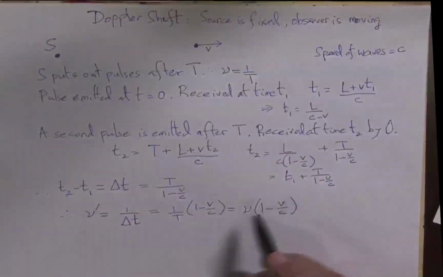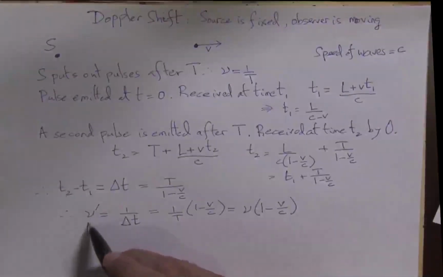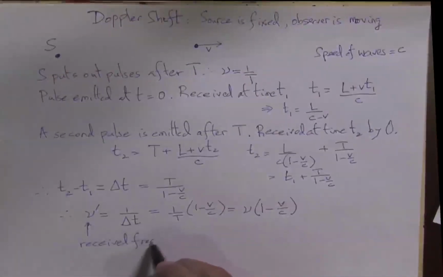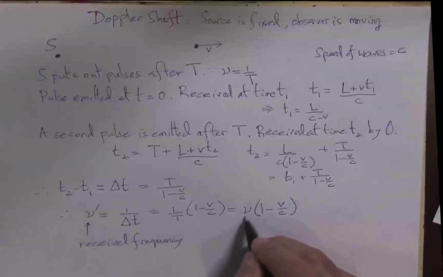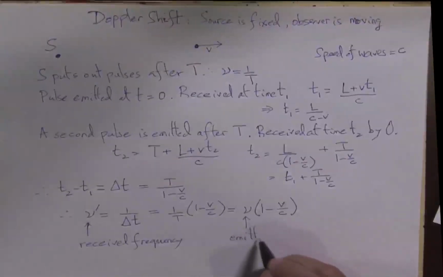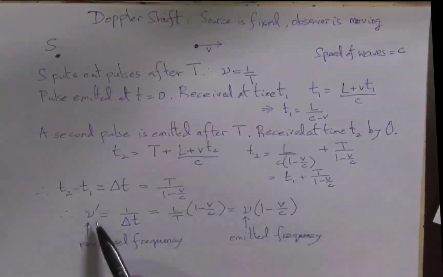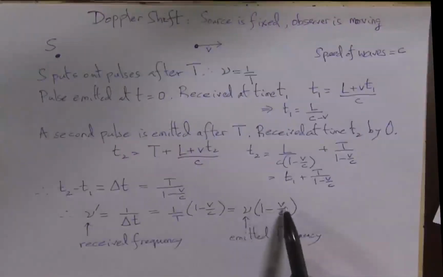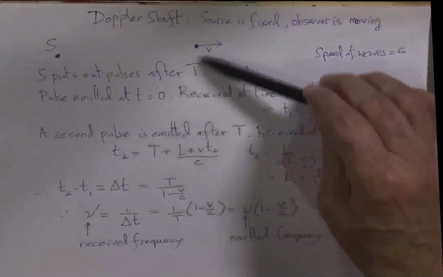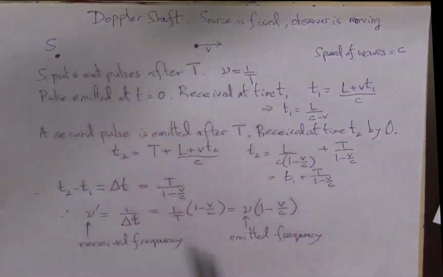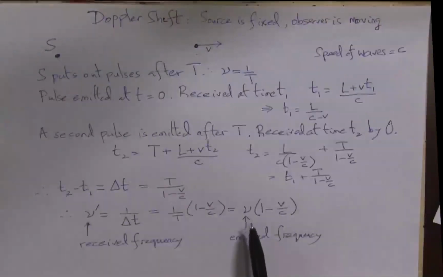And so you see that this is the received frequency, and this here is the emitted frequency, that they are not the same. That in fact the received frequency is less than the emitted frequency if V is positive. Now, on the other hand, if V was in this direction, so as you run towards the source, then the frequency increases. And that's a very important result.